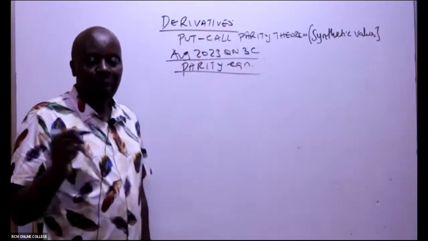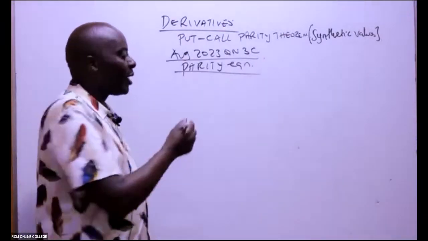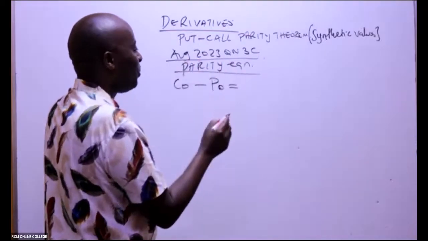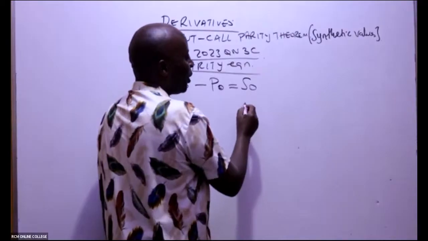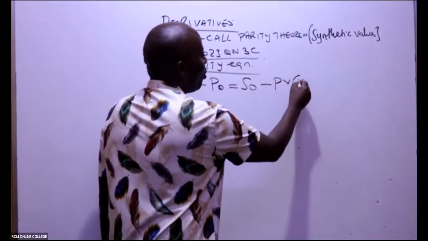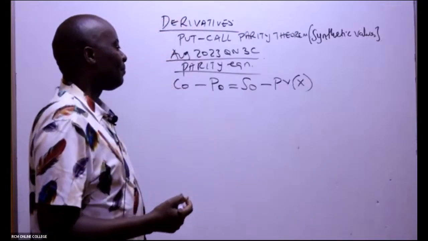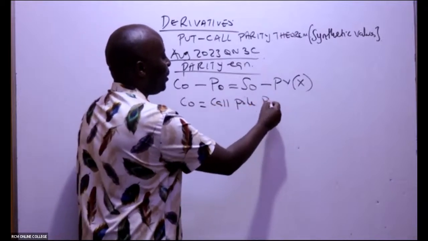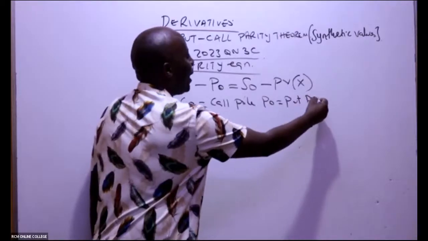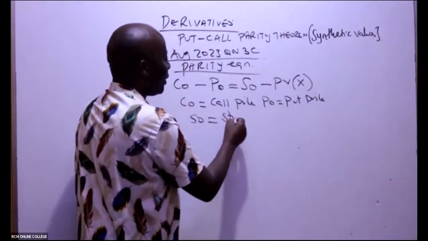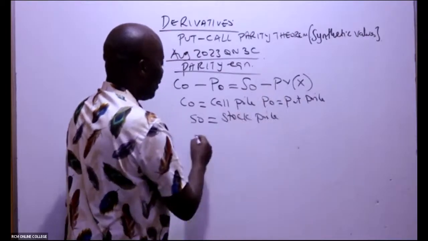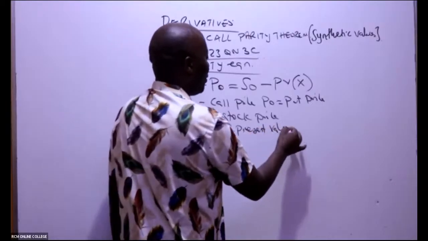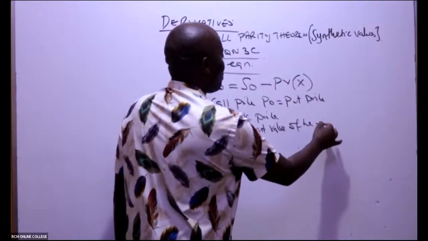Parity equation. I hope everybody is able to remember this. We normally say, call option minus put option will always be equal to the stock value minus the present value of the exercise price. So remember, CO is the call price, PO is the put price, SO is the stock price, and PVX is the present value of the exercise price.